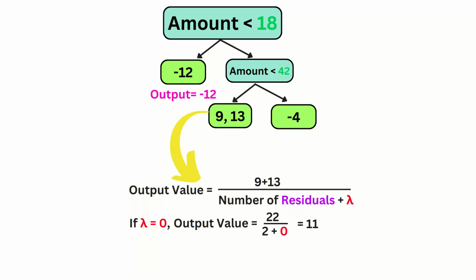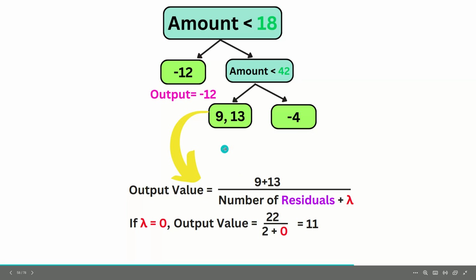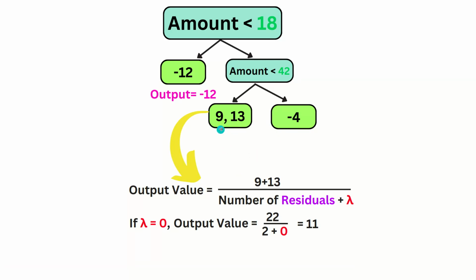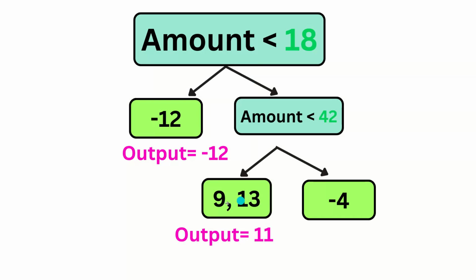Now we find the output value of left leaf of branch 2. Here there are two residuals, so we add them, 9 plus 12, and divide by number of residuals plus lambda, so 22 divided by 2 plus 0, so we got 11 for left leaf of branch 2. We write output here for notation.